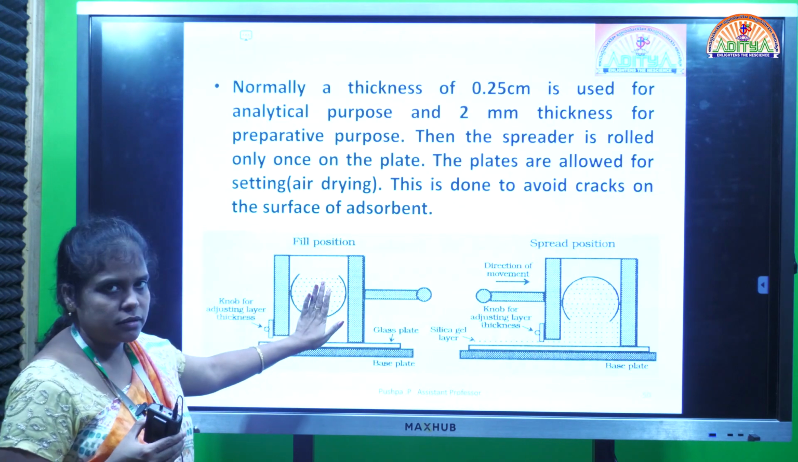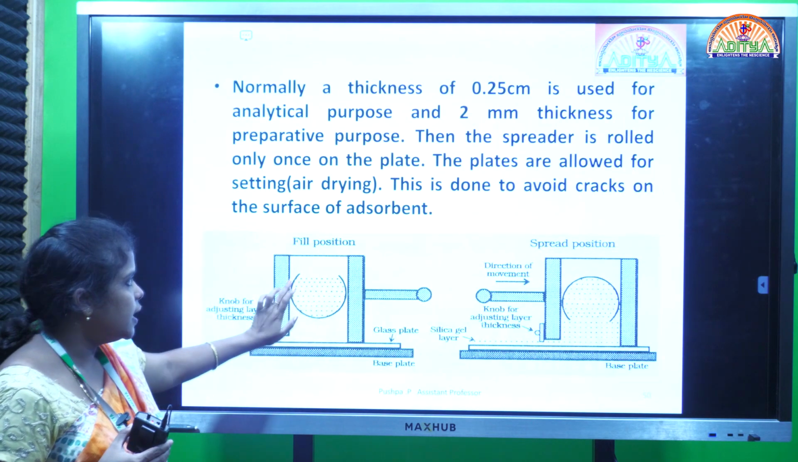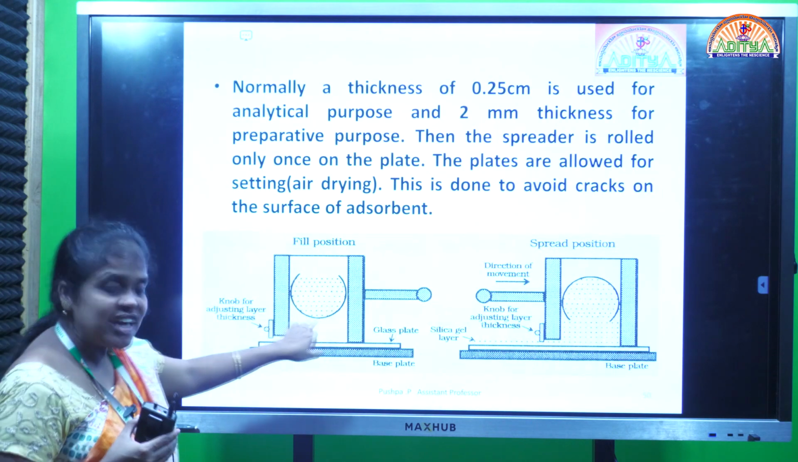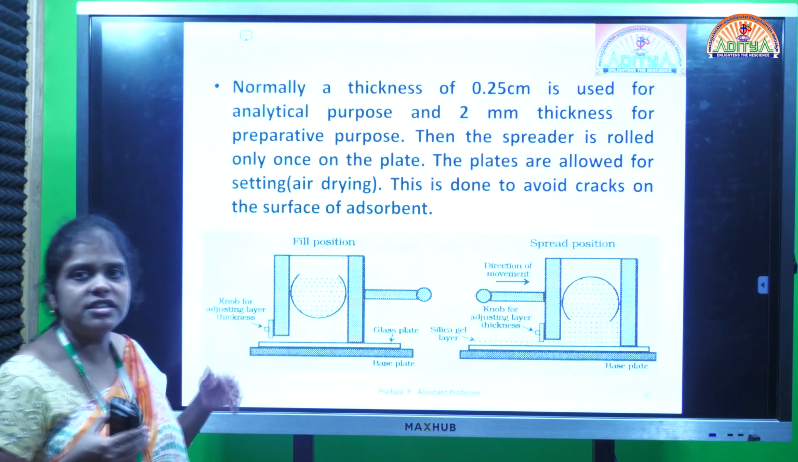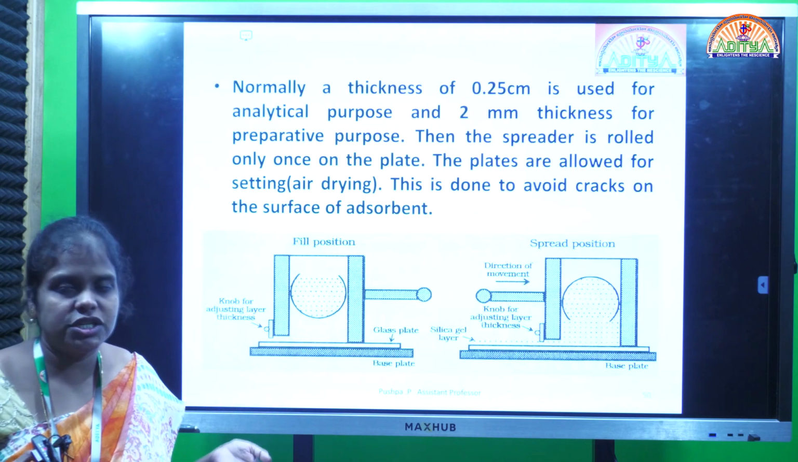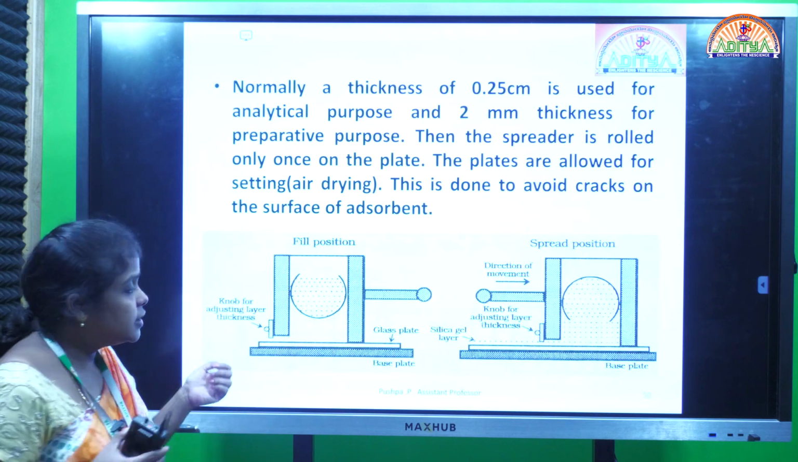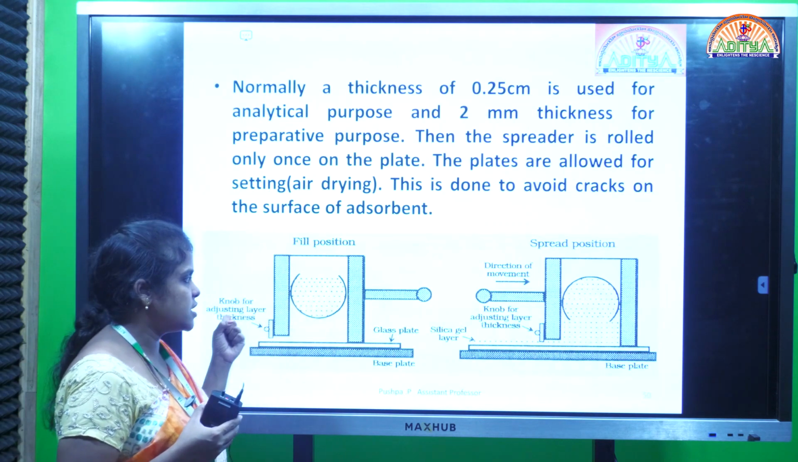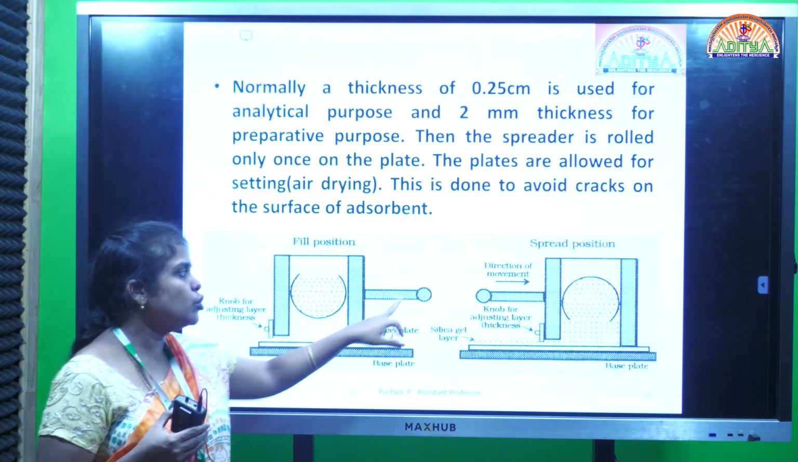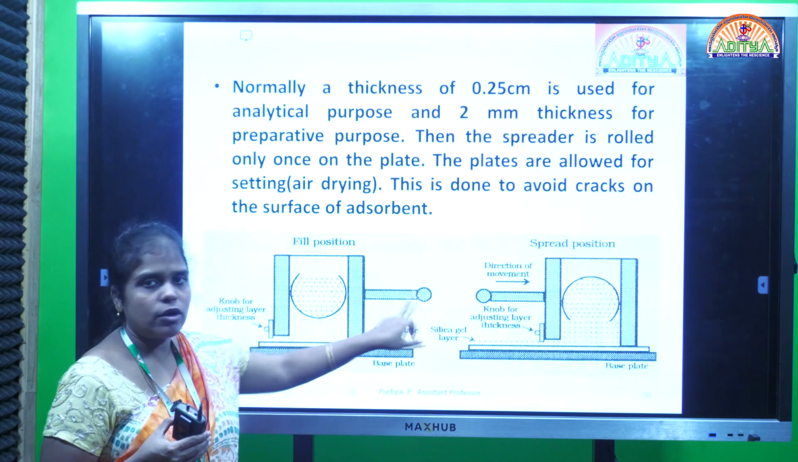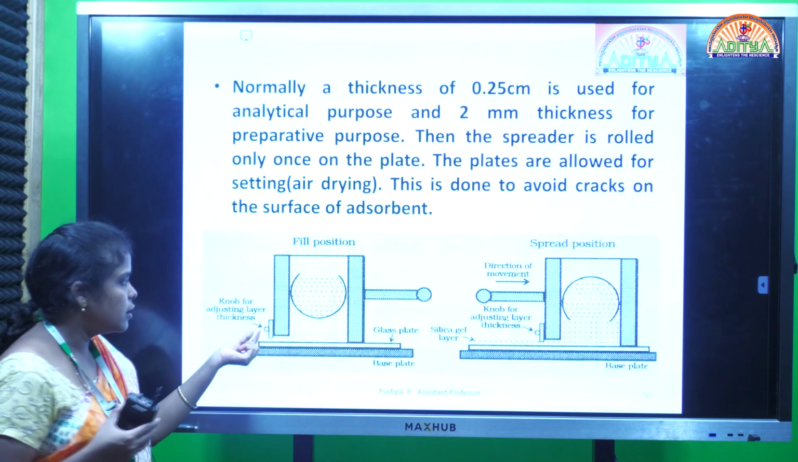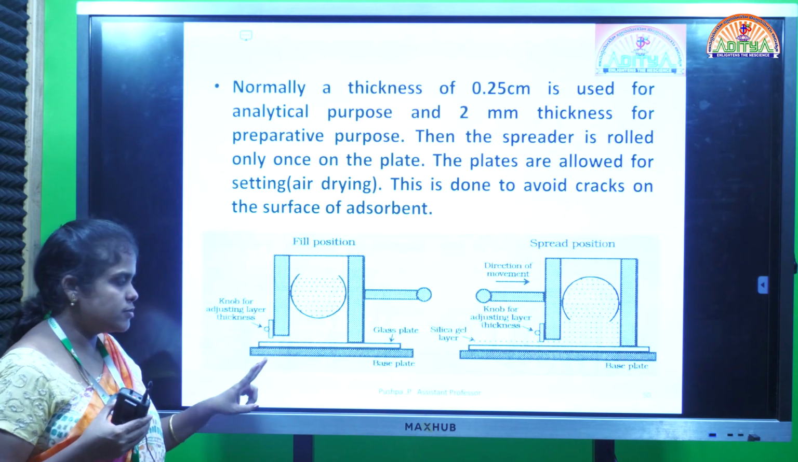This is the spreader. You can see this bowl-like structure holds the slurry, whatever adsorbent or stationary phase is mixed with the water. That slurry we will fill in this bowl-like structure. And here you have two knobs, a big one and a small one, totally two knobs.